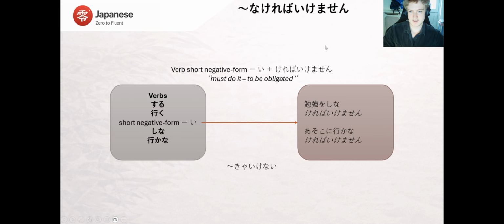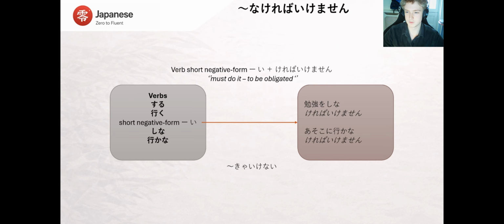なければいけません. Okay, this is a way to say something is obligated or you have to do it. So you would say the verb short negative form. You would get rid of the い and then you would add ければいけません. What I mean by getting rid of the い is the following. When you have a verb and you put it in the short negative form, you always get an い at the end. You get ない、しない、行かない、食べない. That's always how it ends. So getting rid of that い would give you なければいけません.